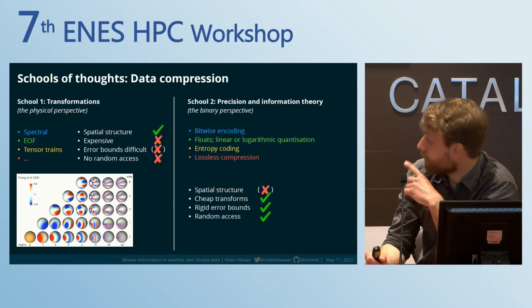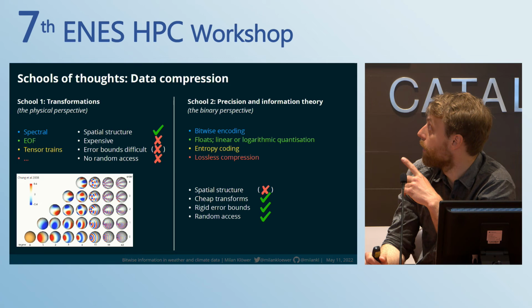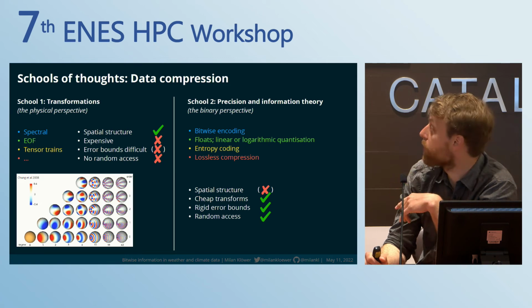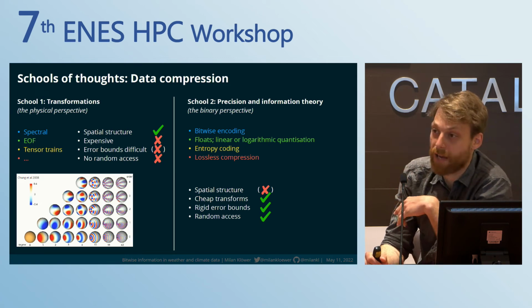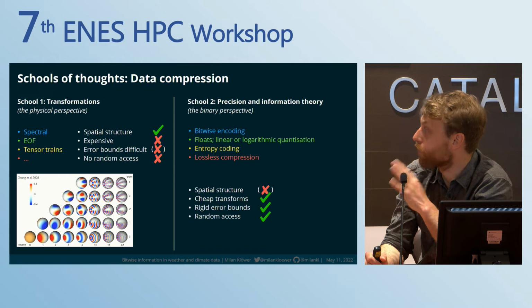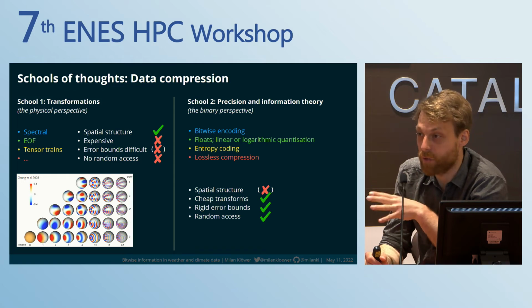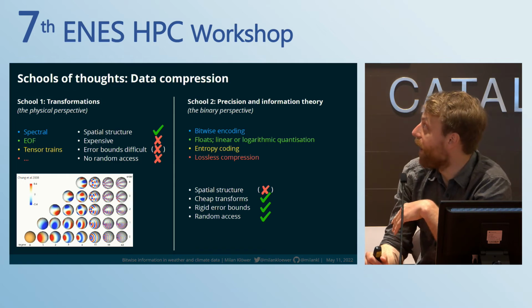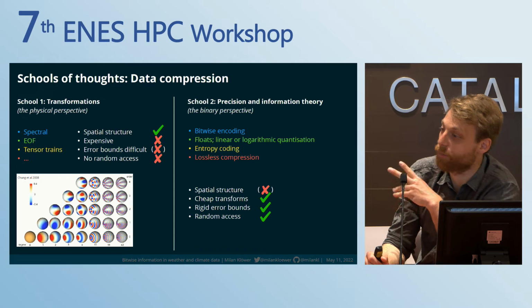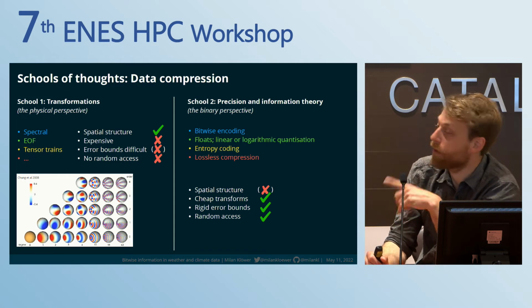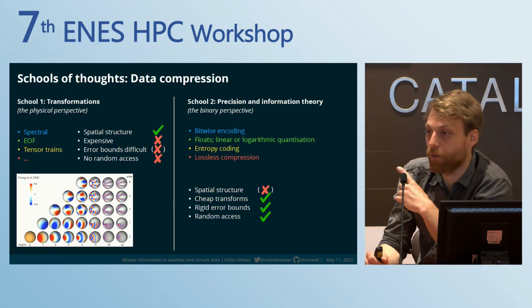But often the transforms are much cheaper. If you use something like floats, you get the really nice rigid error bounds from floats, and random access is usually a bit easier. So I just want to give this as a rough overview. I guess really successful data compression approaches would combine the two, but we're definitely focusing a bit more on the right one today.